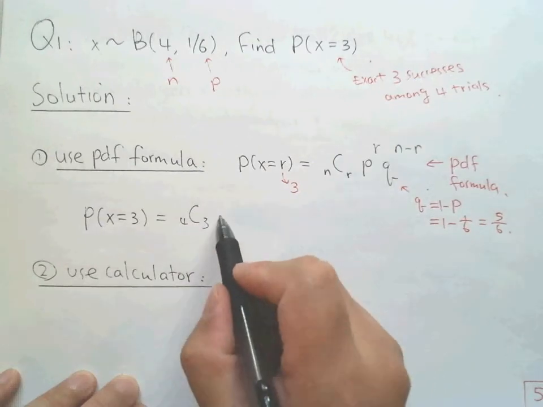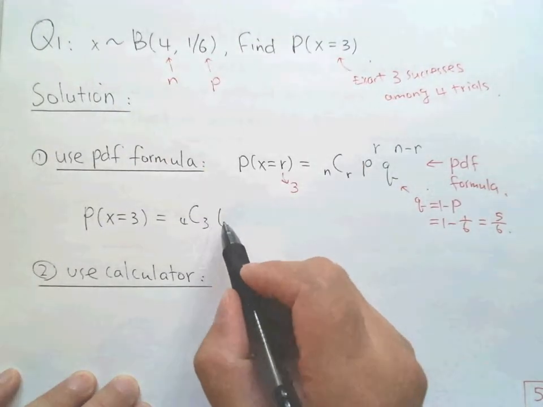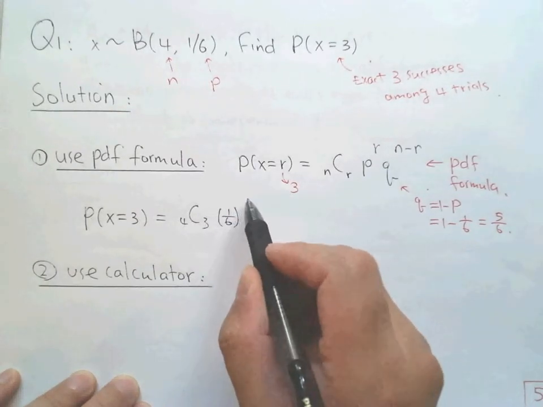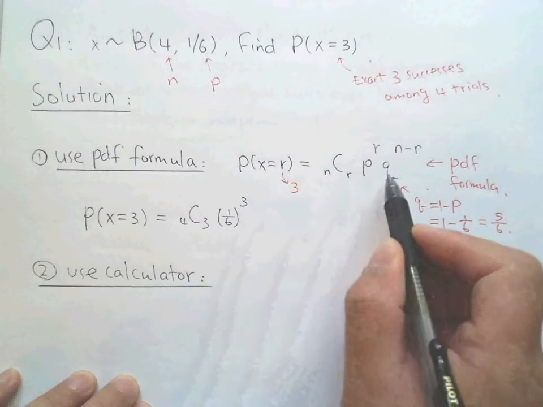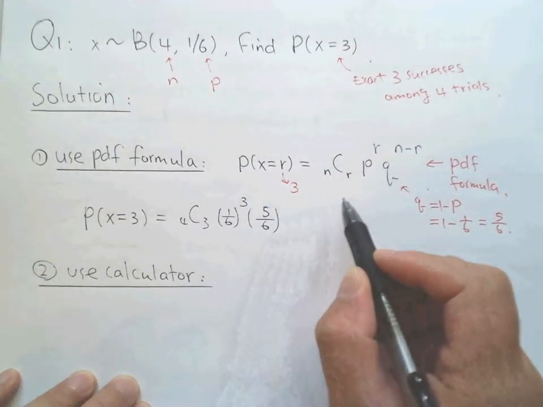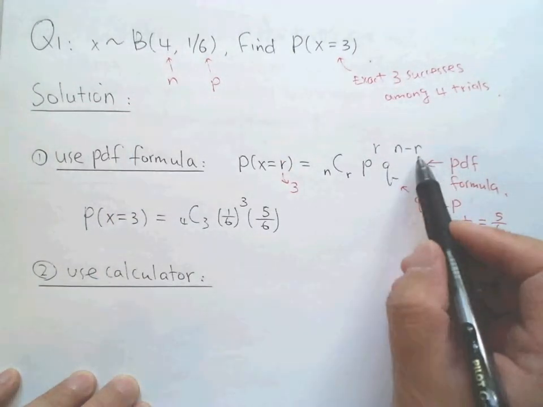What's P? P is 1 over 6, so it's better to do this: 1 out of 6 to the power R, which is 3. Okay, what is Q? Already found, so I put it here, 5 out of 6. What is the power? N is 4 minus 3 is 1.